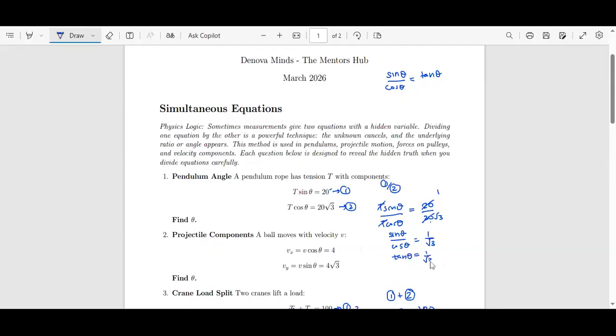Tan theta is 1 over root 3, it seems. So you should find out which angle gives you tan theta equals 1 over root 3. So it is 30 degrees. You know tan 30 is 1 over root 3. So the answer is supposed to be 30 degrees for theta. So always divide sine by cos, right?